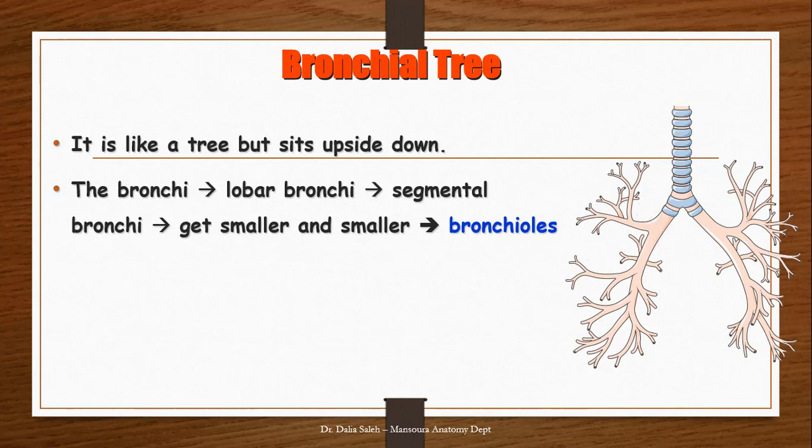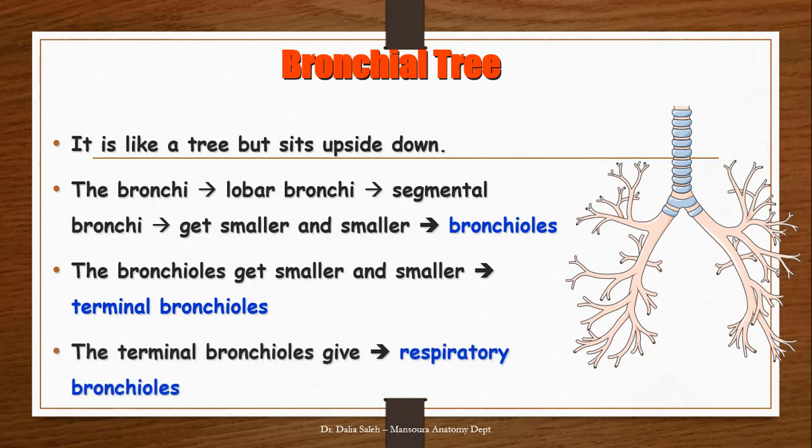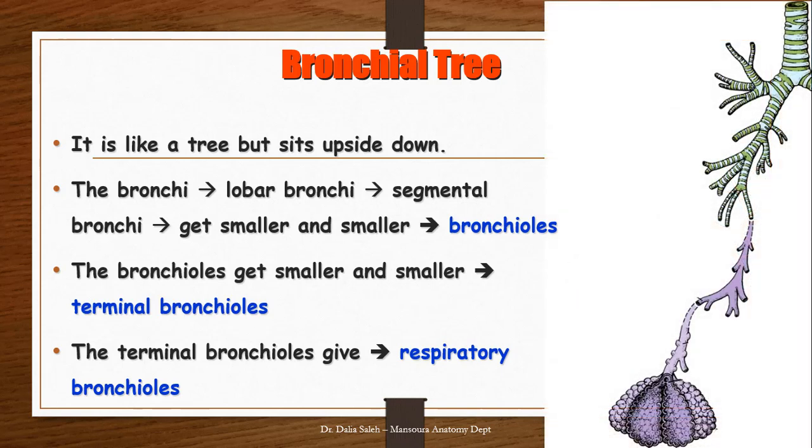The segmental bronchi divide and get smaller and smaller and finally form the bronchioles. Also, the bronchioles get smaller and smaller to form the terminal bronchioles. The terminal bronchioles finally give the respiratory bronchioles.